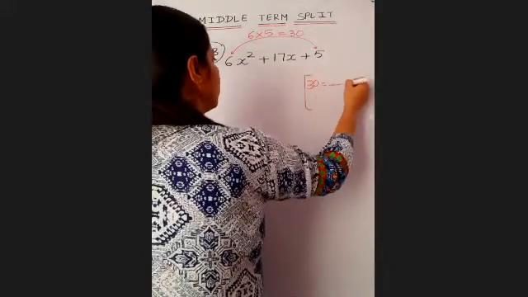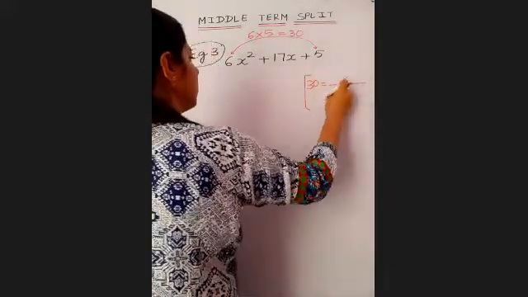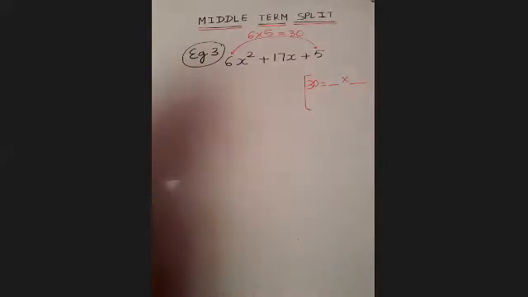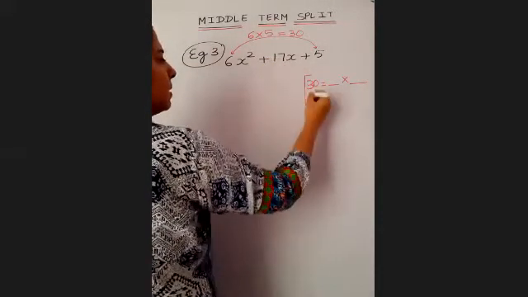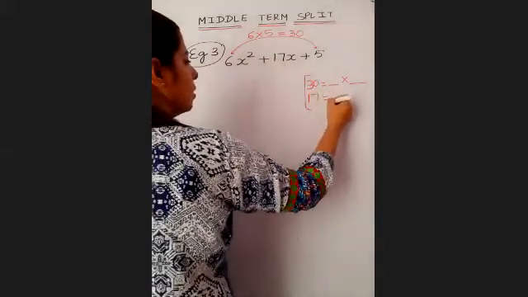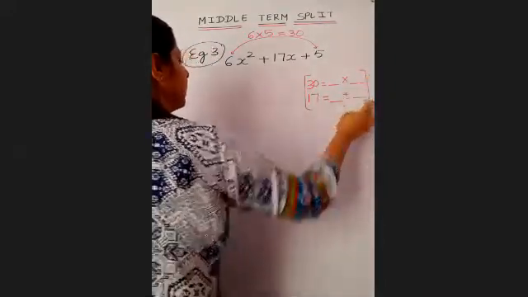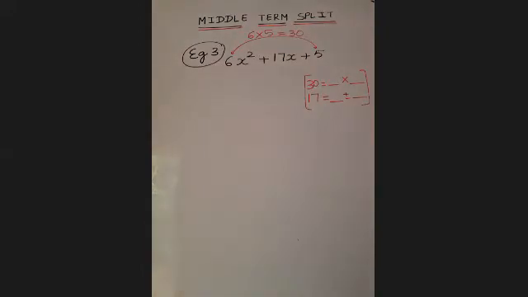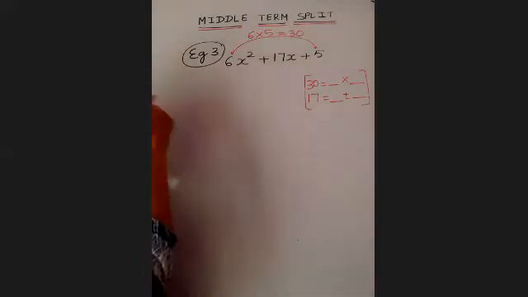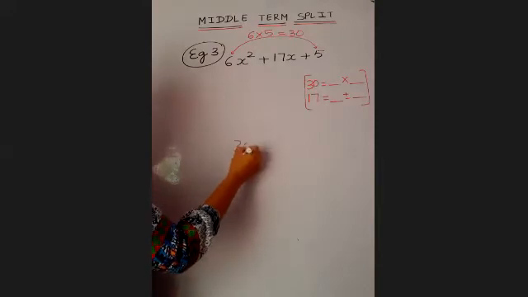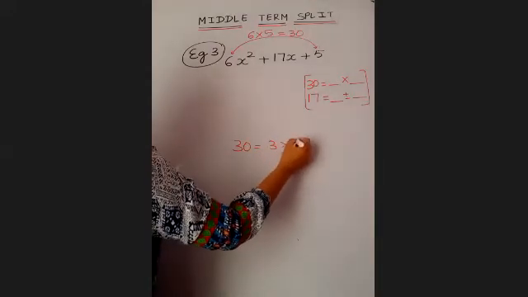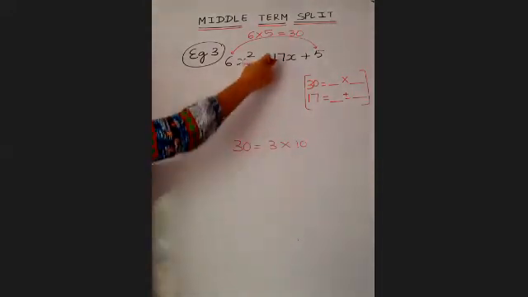You need to have two numbers on multiplying which you get 30 and on adding or subtracting them you get the middle term, 17. Can you think of the two numbers? Try. 3 and 10? 3 into 10 is 30. 3 plus 10 is 13.